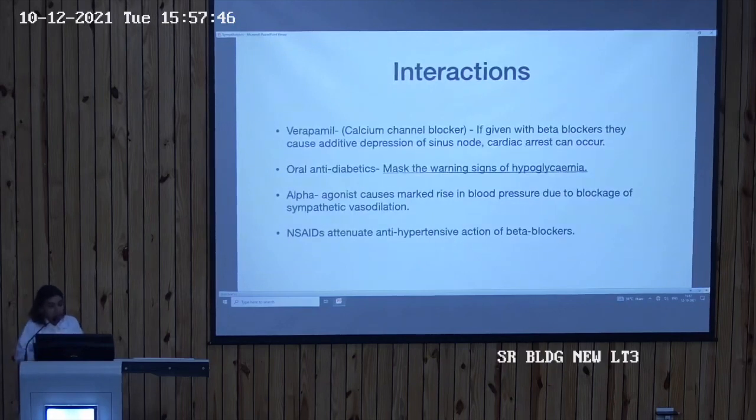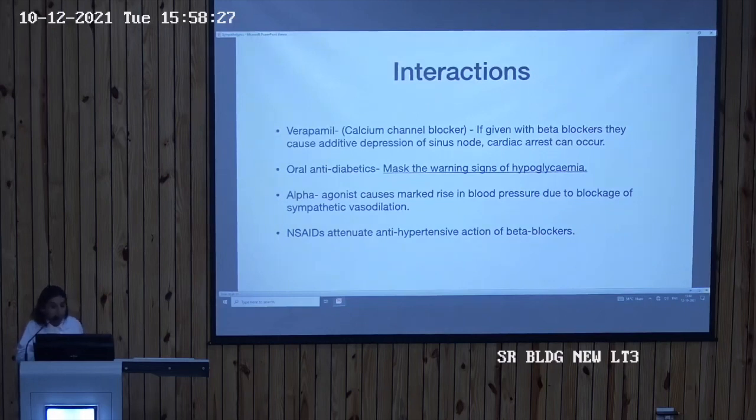Now we come to some interactions. Verapamil is a calcium channel blocker, and if it is given with beta blockers, they cause additive depression of the sinus node, and cardiac arrest can occur. If oral antidiabetics are given, beta blockers mask the warning signs of hypoglycemia. The warning signs of hypoglycemia are tachycardia and sweating, and if there are no signs, the person will not be able to understand that he has to take some glucose. So beta blockers are considered to mask the warning signs of hypoglycemia.